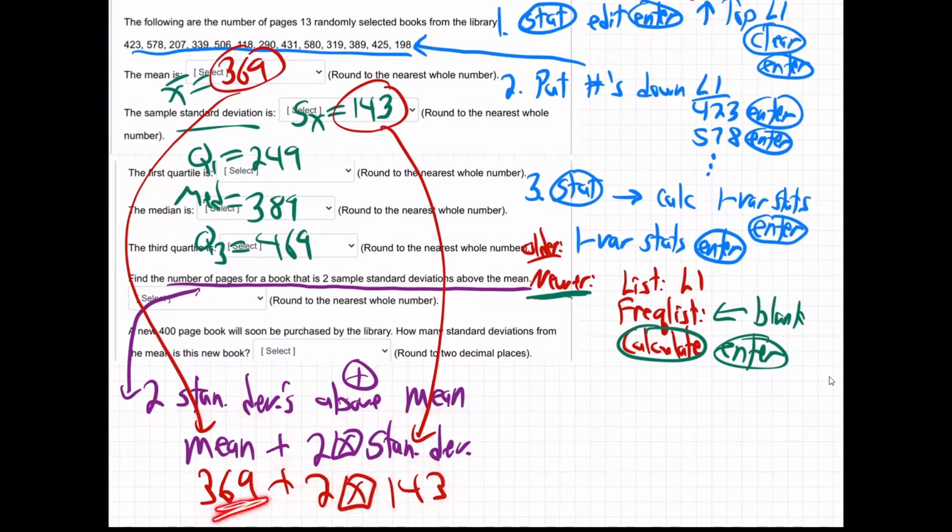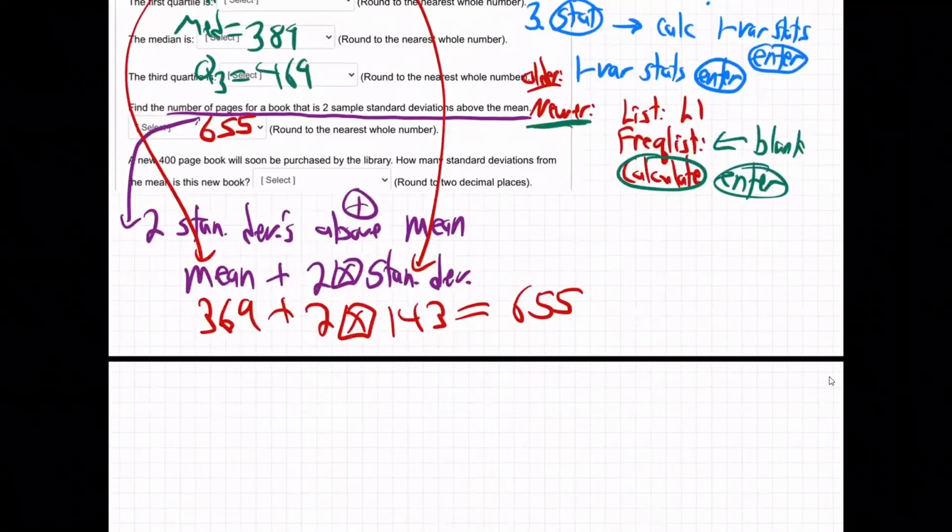If the average book has 369 pages, they're not all right on the middle. How far above or below the middle? They're spread out, right? They're spread out above and below the middle. How far above and below the middle? Well, the standard deviation, the average distance from the middle is 143. So how many pages would a book have that is 2 standard jumps above the middle? Well, hit the buttons on your calculator. And if you do that, you'll get 655. That's the answer here, 655.